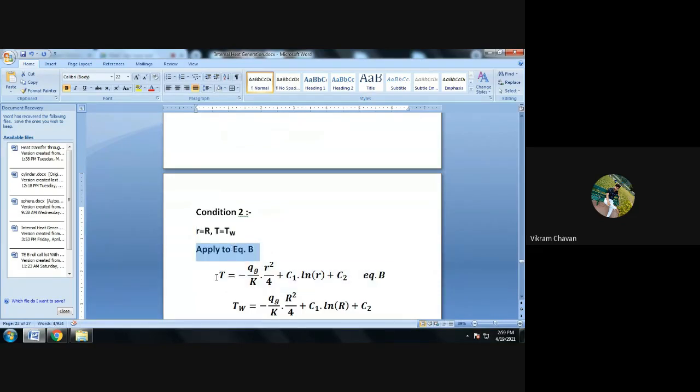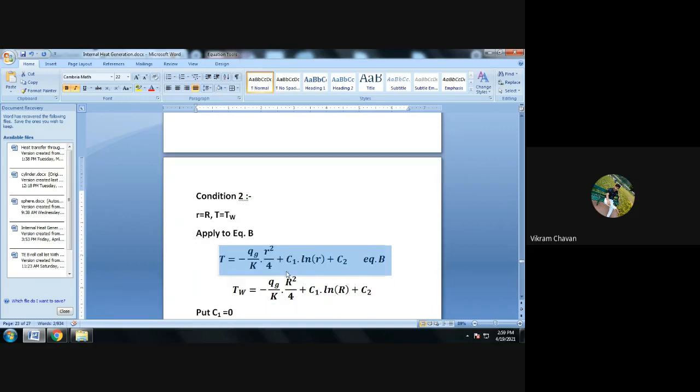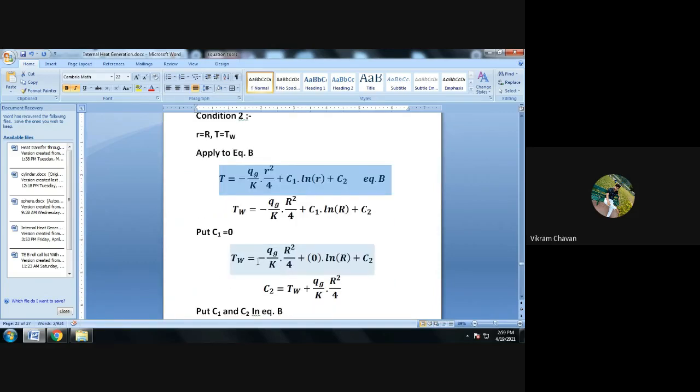Equation number B is our general equation with the constants, and we have to apply this condition to equation number B. So equation B is T is equal to minus Q suffix G divided by K multiplied by R square divided by 4 plus C1 ln of R plus C2. That is equation number B. Now apply the boundary conditions.